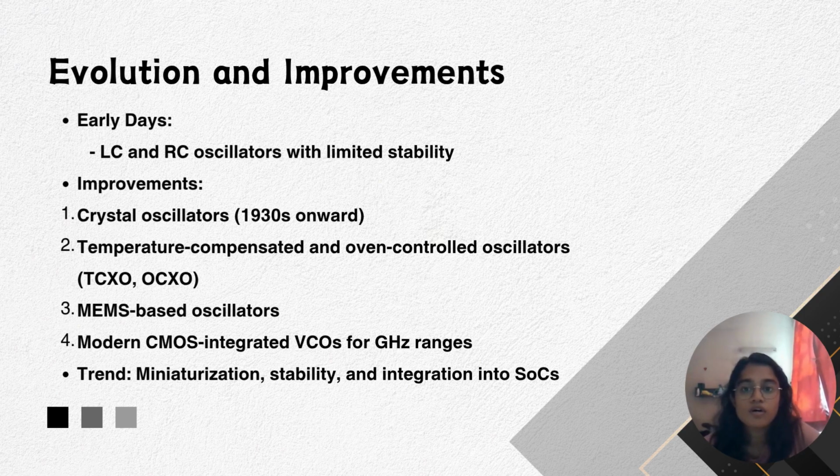Now, let's see how oscillators have evolved and improved. During the early days, LC and RC oscillators were used with limited stability. As for the improvements, crystal oscillators from the 1930s onward were introduced. Temperature compensated and oven controlled oscillators, TCXO and OCXO, were also introduced. MEMS-based oscillators followed, and fourth are modern CMOS integrated VCOs for gigahertz ranges. The trend is miniaturization, stability, and integration into SoCs.